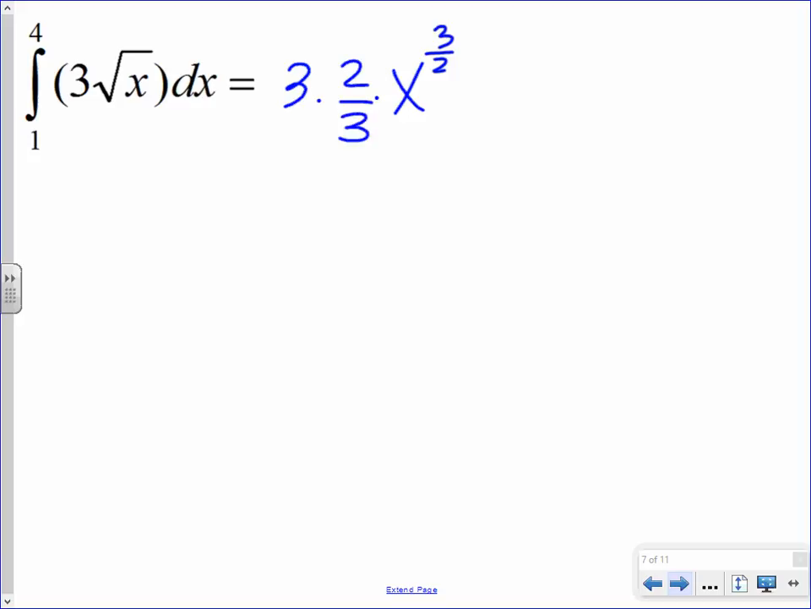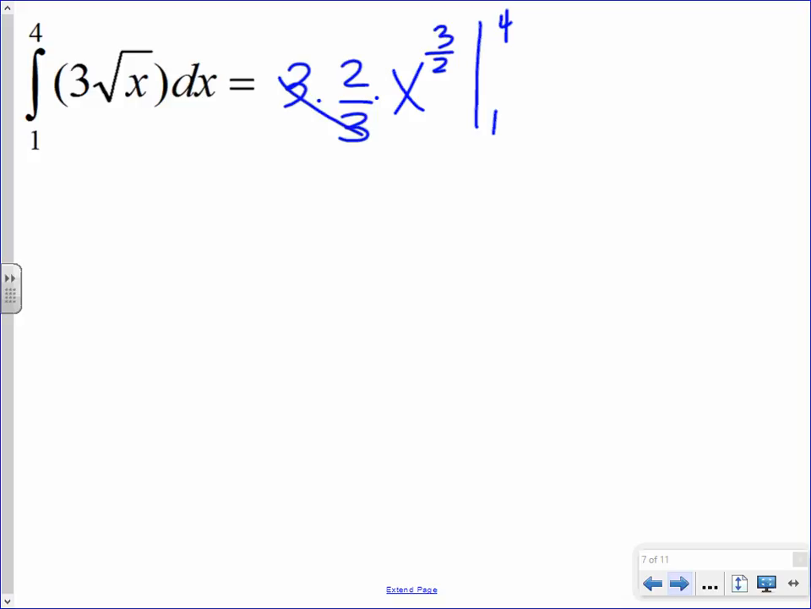Okay, so we have the 3. The x power goes to the 3 halves, so we multiply by 2/3. What's going to happen, though, with that? Okay, those 3's will cancel. Then we have to evaluate this from 1 to 4.